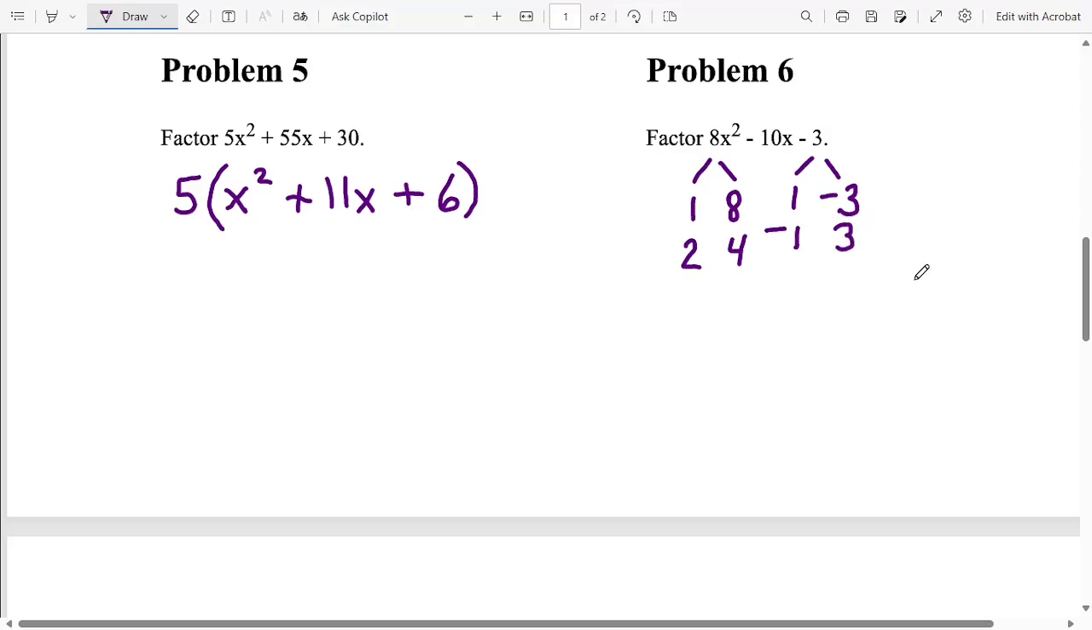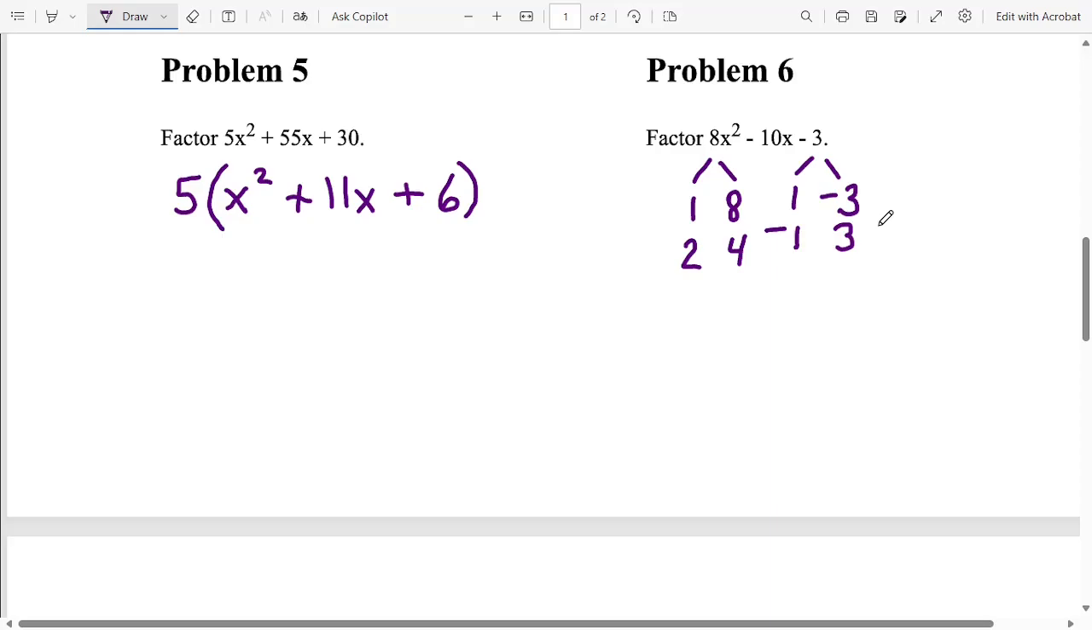Now, we want to combine the products of the factors of 8 and of negative 3 in such a way that they add to negative 10. So let's see. If I do 8 times negative 1, I get negative 8 plus 3. That's not going to get me there. If I do 8 times 3, that's not going to get me there either.